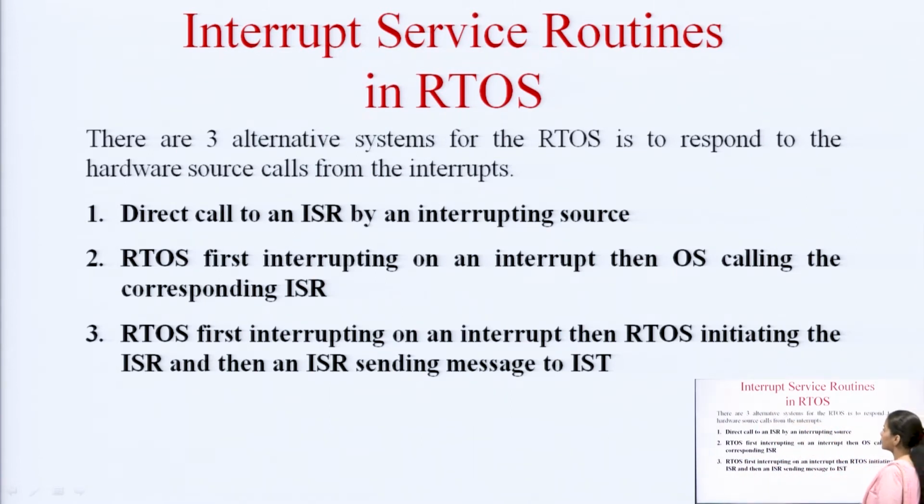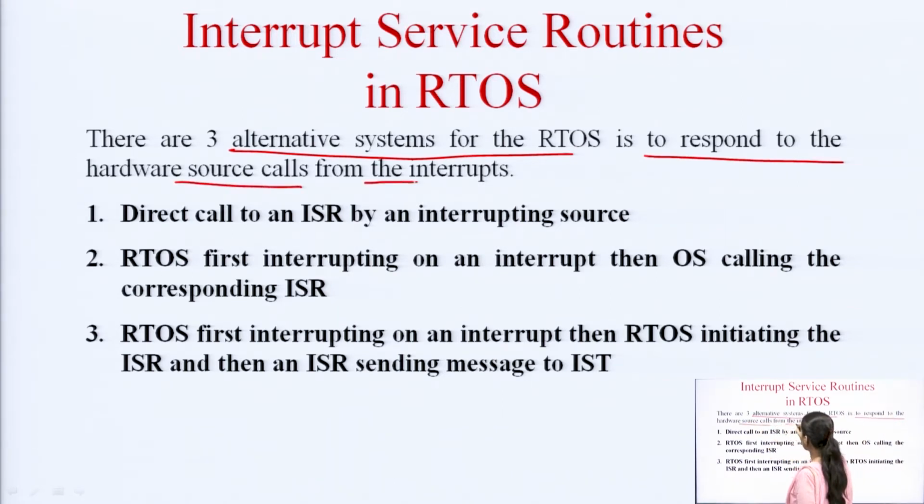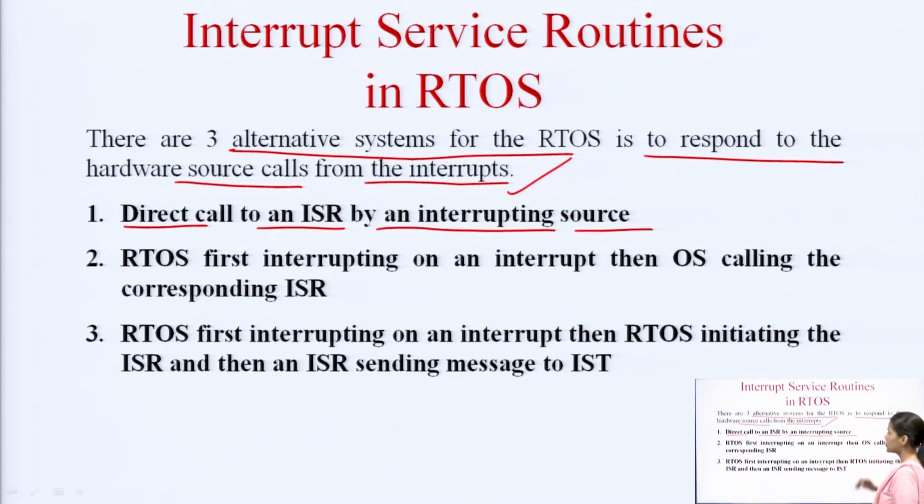Now, there are three alternative systems for the RTOS to respond to the hardware source calls from the interrupts. First one is a direct call to an ISR by an interrupting source. So, the direct call will be sent to the interrupt service routine by the interrupting source itself. So, this is the first option.